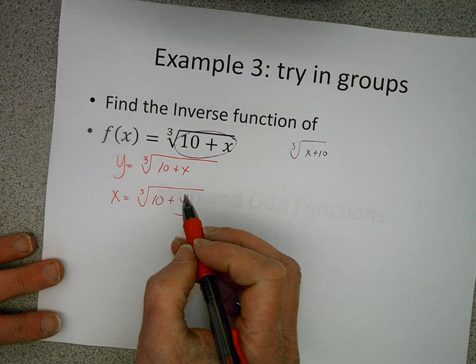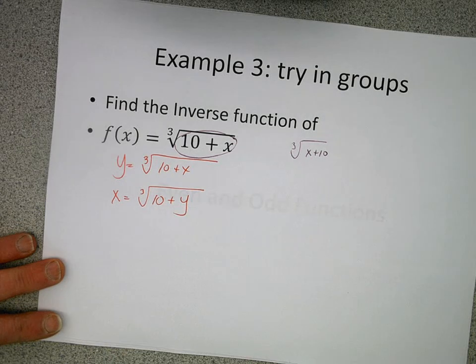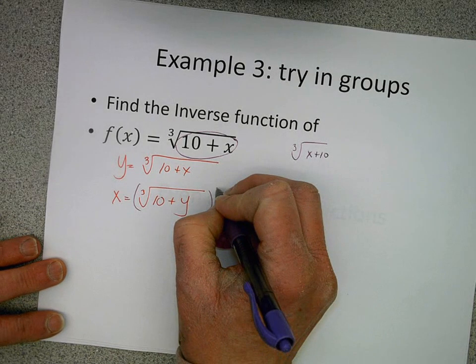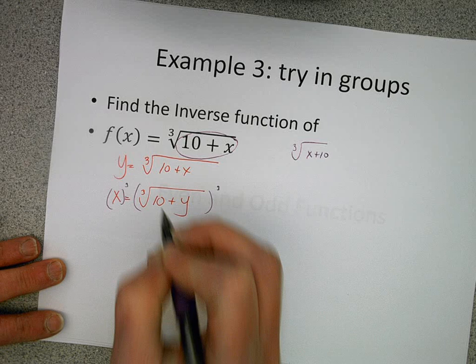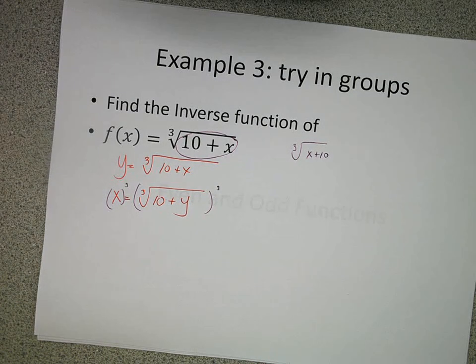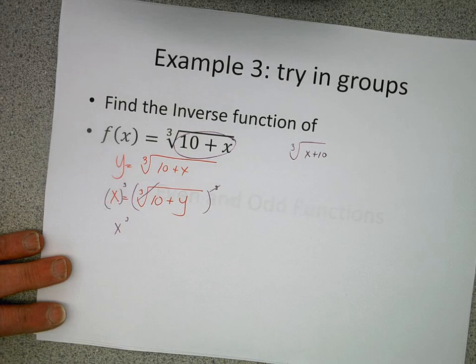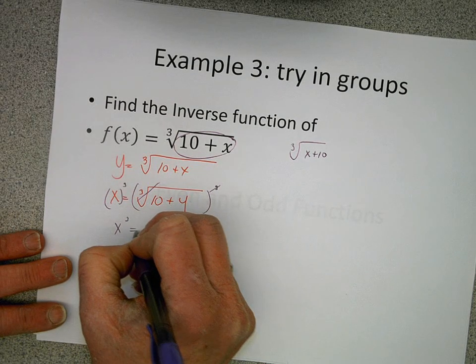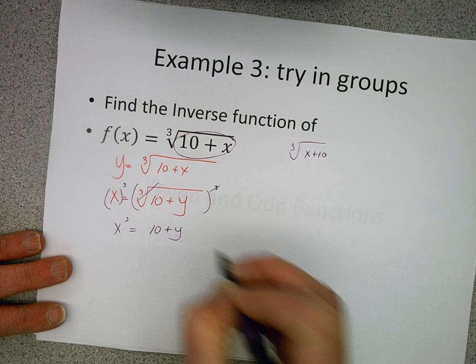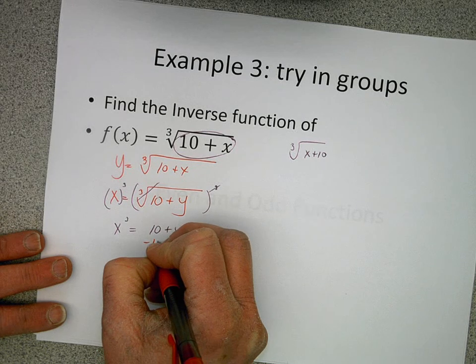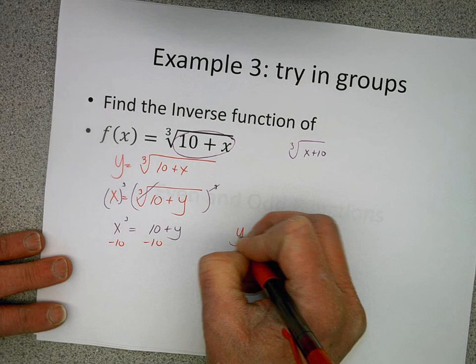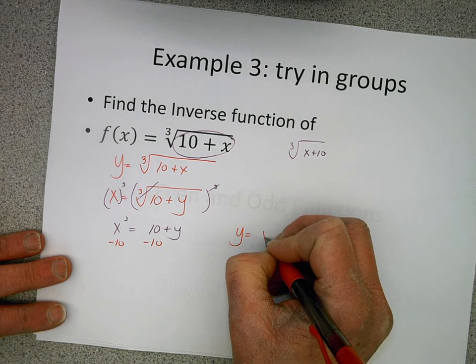Well, to get y by itself, I got to get rid of the cube root. So I'm going to cube each side. And that's why we solve equations. That should make sense. Like we're solving an equation, we do the opposite operation. So that's why we're moving things around and solving an equation. Cube root and cubes cancel out. So we get x cubed equals 10 plus y. And then we minus 10. So y equals x cubed minus 10.